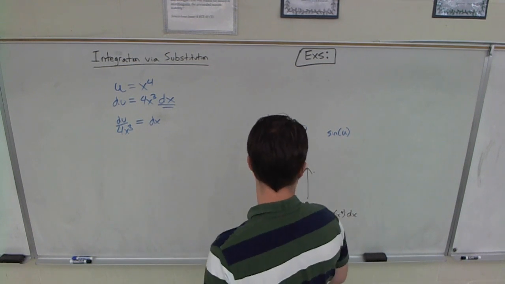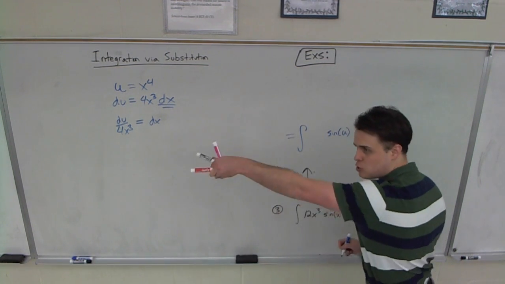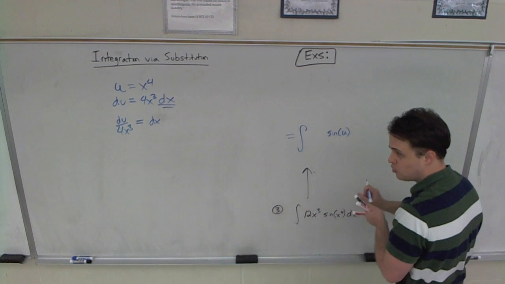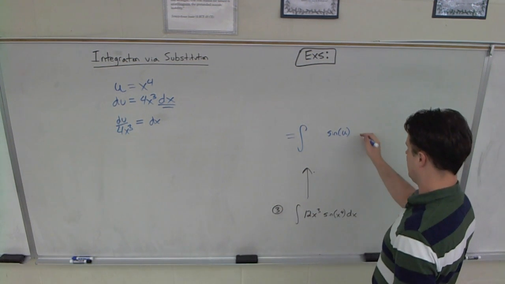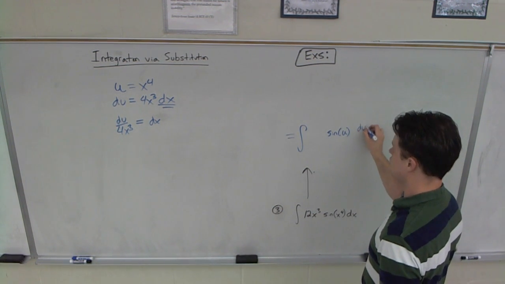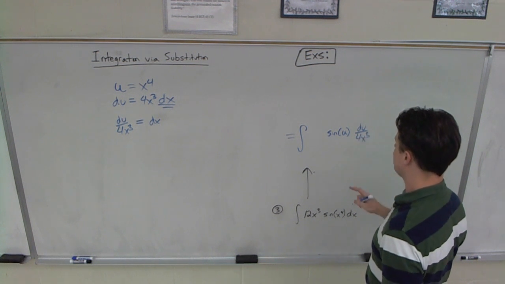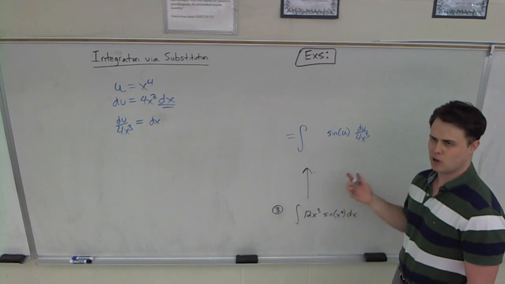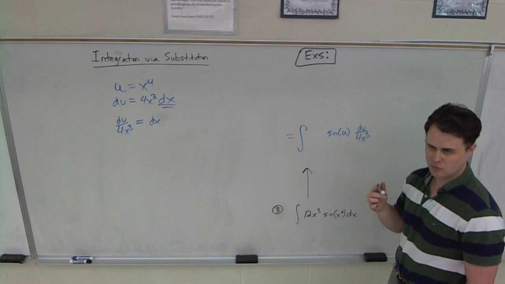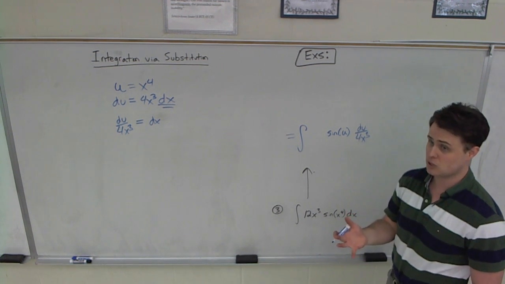If you wanted to, then you could just substitute. That's what I want you thinking: grab, put. So dx, I could put du over 4x cubed. Now at this point you should be like, well, something's wrong because there's x's and u's, and if that's what you're thinking, you're correct, your instinct is correct.